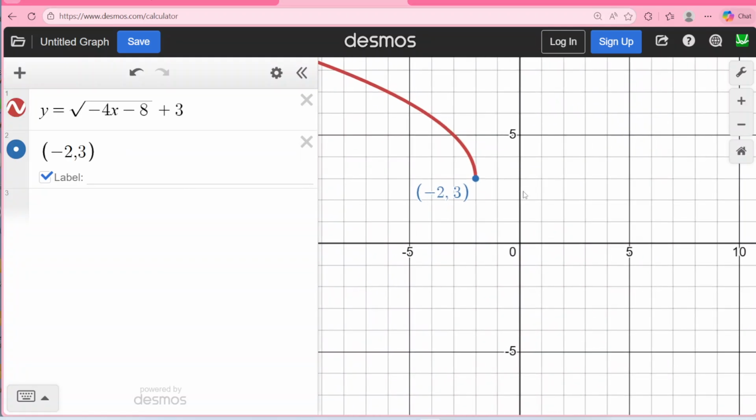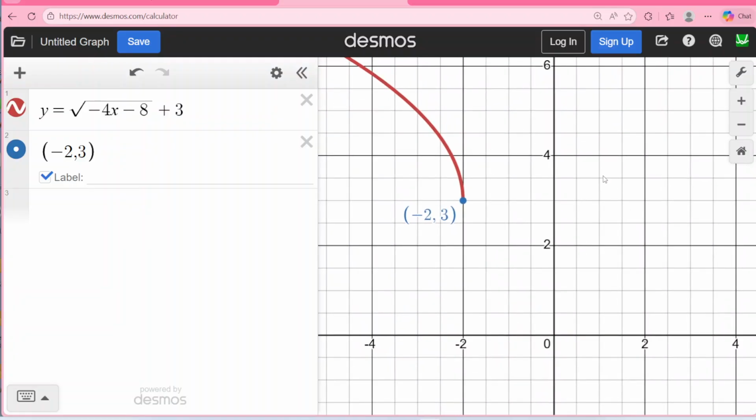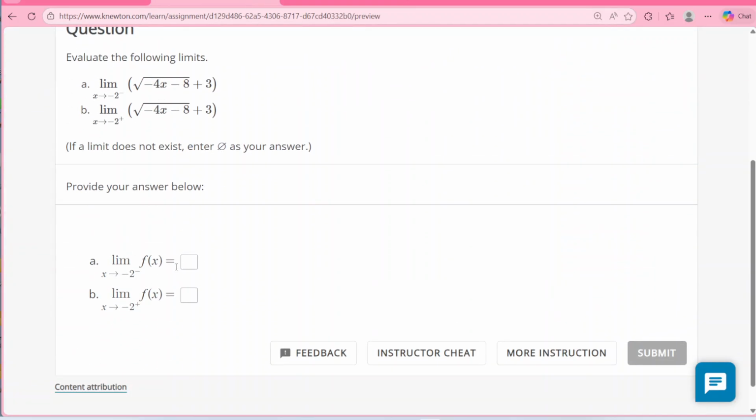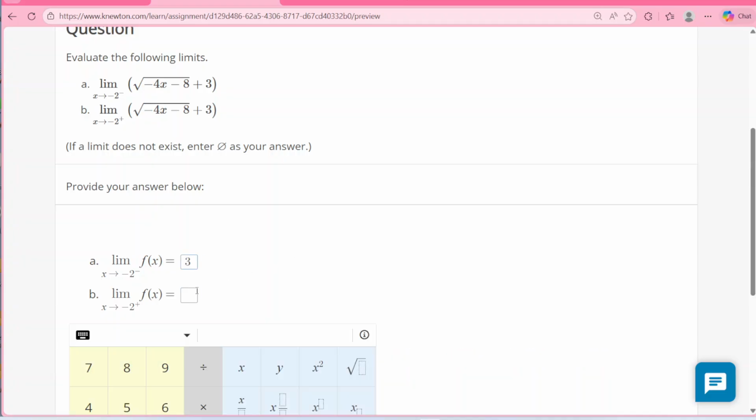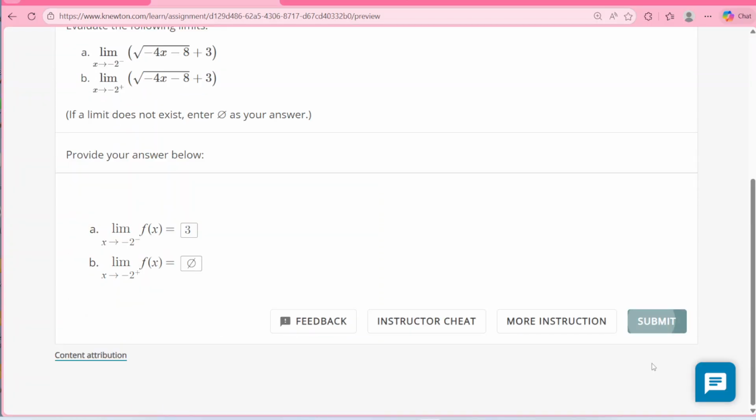But you see how to the right side of negative 2, there's nothing. There is no graph over here because these values to the right of negative 2 aren't in the domain of the expression. So I can't talk about some limit as x approaches negative 2 from the right because there are no points where x is to the right of negative 2. So the right side limit does not exist. Again, the left side limit is 3, and if the limit does not exist, you enter this circle with the slash symbol, the empty set symbol, for your answer.